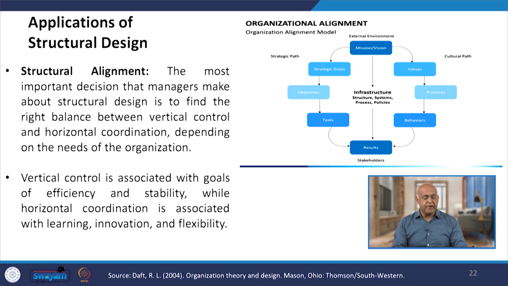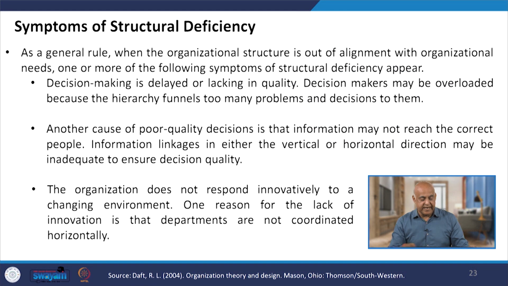So, structural alignment. The most important decision that managers make about structural design is to find the right balance between vertical control and horizontal coordination, depending on the needs of the organization. Vertical control is associated with the goals of efficiency and stability, while horizontal coordination is associated with learning, innovation and flexibility. So, symptoms of structural deficiency will be there.